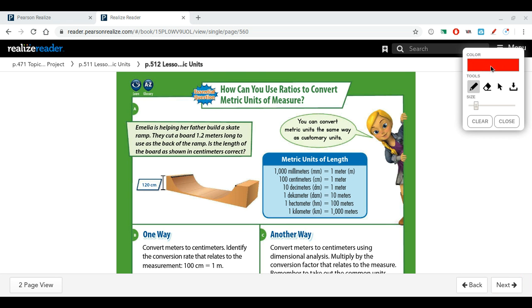let me get my color up here. I want to know, is 1.2 meters equal to 120 centimeters? So that's what we're looking at and solving for.